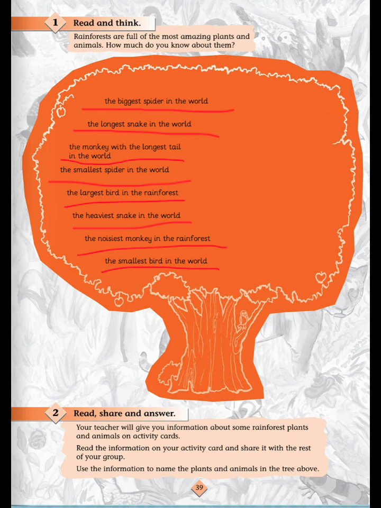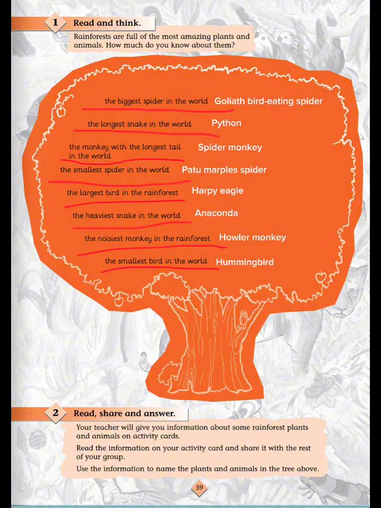Exercise number 2. Read, share, and answer. Your teacher will give you information about some rainforests, planets, and animals on activity cards. Read the information on your activity card and share it with the rest of your group. Use the information to name the planets and animals in the tree above. Let's see the answers.